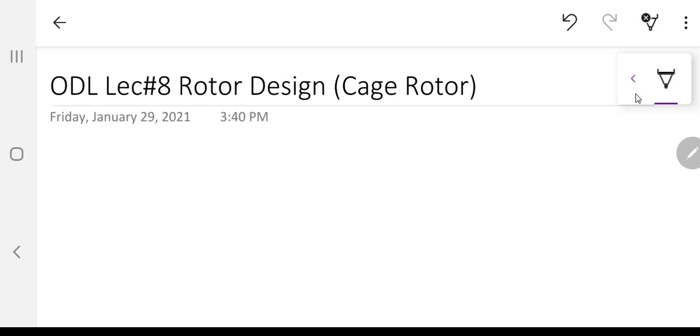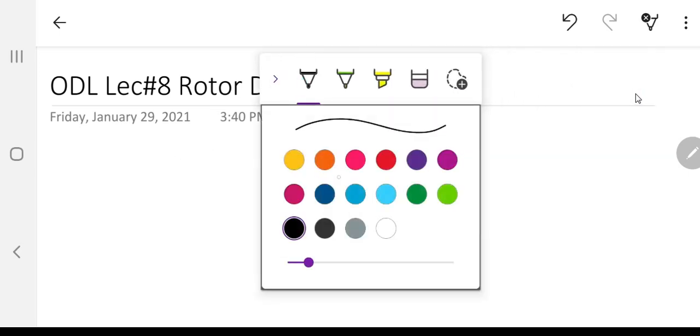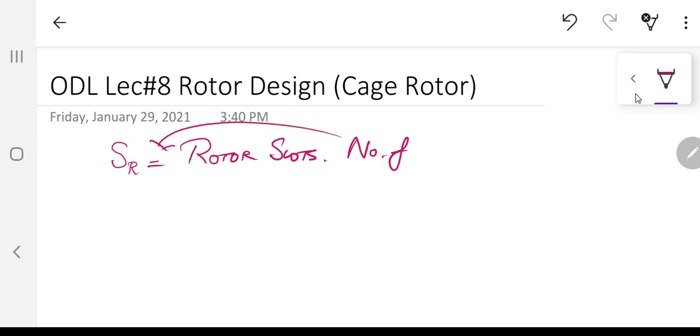Today, since we have the rotor design in front of us, the first thing to talk about is how we are going to move forward with the rotor design. We have already decided the number of rotor slots. So a number of rotor slots has been decided, and that number of rotor slots is actually the same as NB, which is the number of bars.